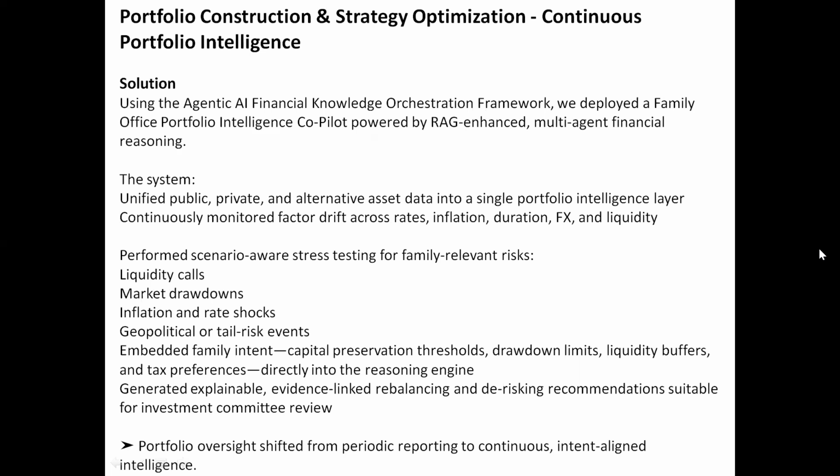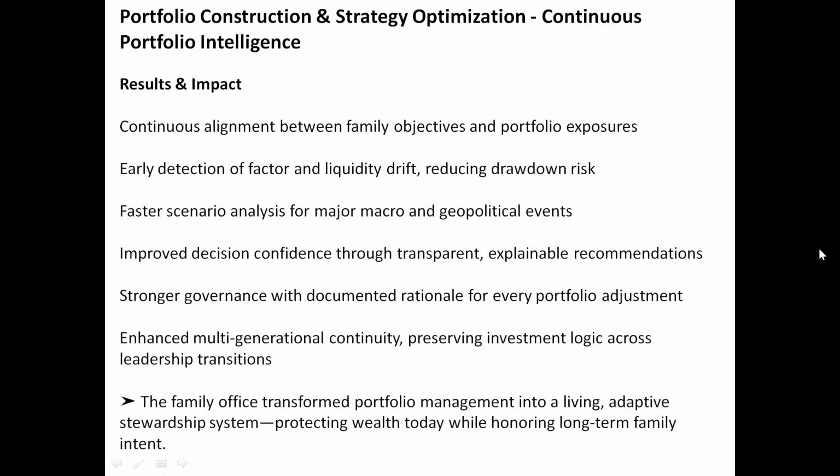Then it performs scenario-based stress testing for family-relevant risk. So you have a stress test for risk management. Portfolio oversight shifts from periodic reporting to continuous intelligence. So for example, what can the outcomes be, the measurable, quantifiable things?